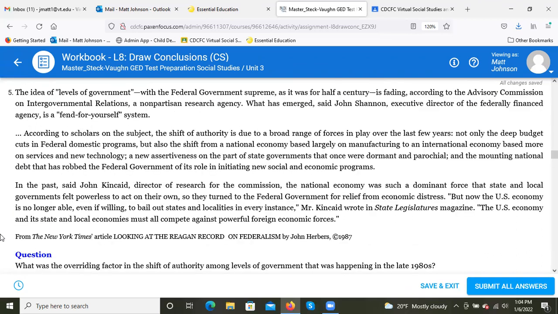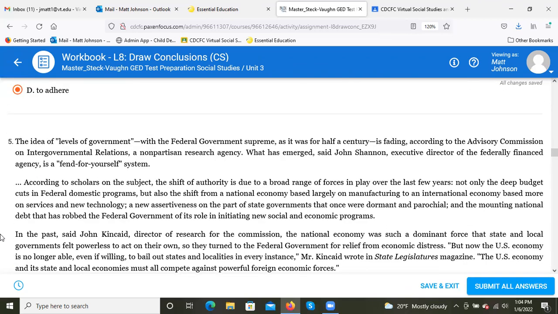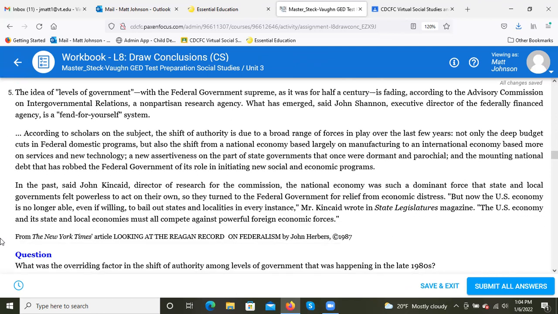And some new text here. Grace, could you go ahead and read the first two paragraphs.